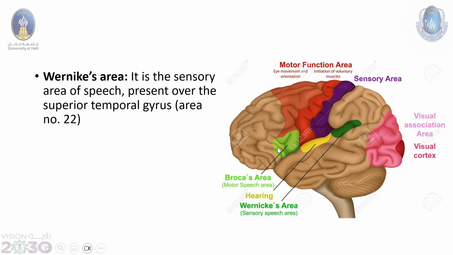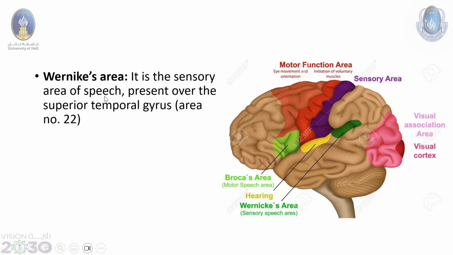So what about the sensory area of speech? That is called the Wernicke's area. So Wernicke's area is here. This is the sensory speech area. So Broca's area is the motor speech area, and the Wernicke's area is the sensory speech area.